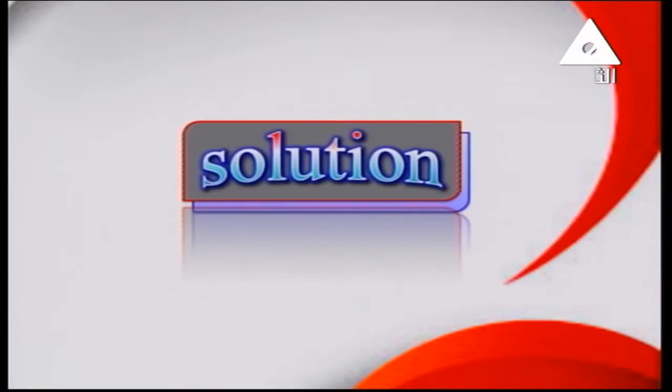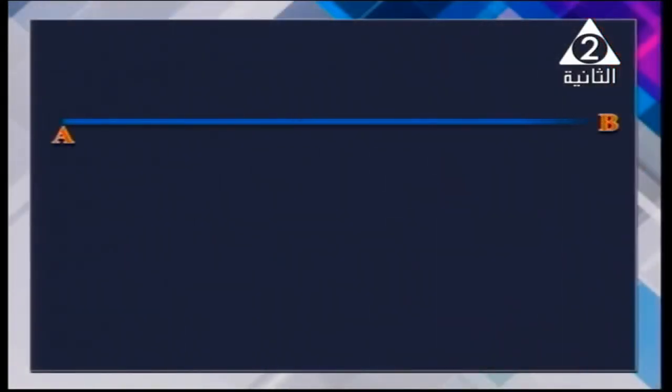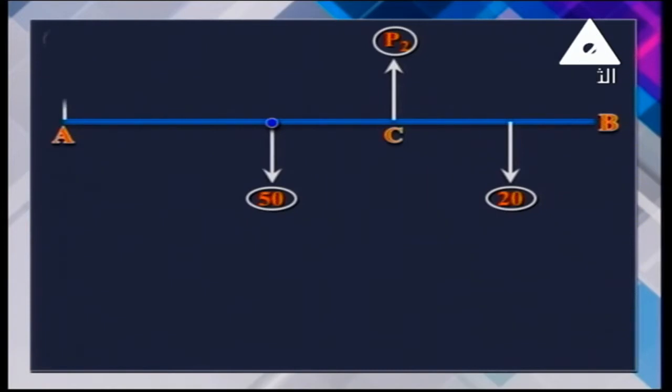My dear student, we have AB, a rod. Look at, my dear student, what is the magnitude of forces or weights? We have 50 Newton, 20 Newton. We have two supports, at A and C. Support at A, its action or pressure P1. Support at C, its pressure P2.